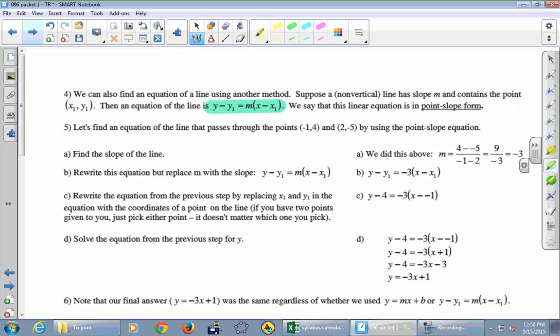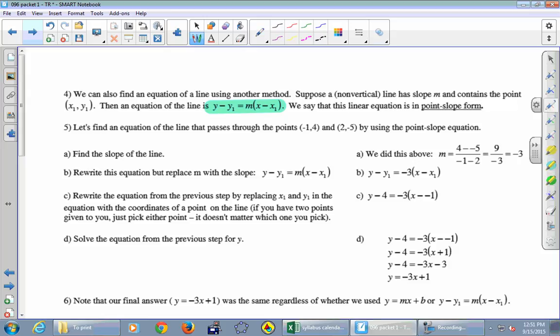And that guy right there is called the point slope form of a line. So let's see how we use it. Number 5, find an equation of the line that passes through these 2 points. These are exactly the same 2 points we just did. So the final answer here had better be the same as the y equals negative 3x plus 1 that we got a minute ago. Let's make sure.